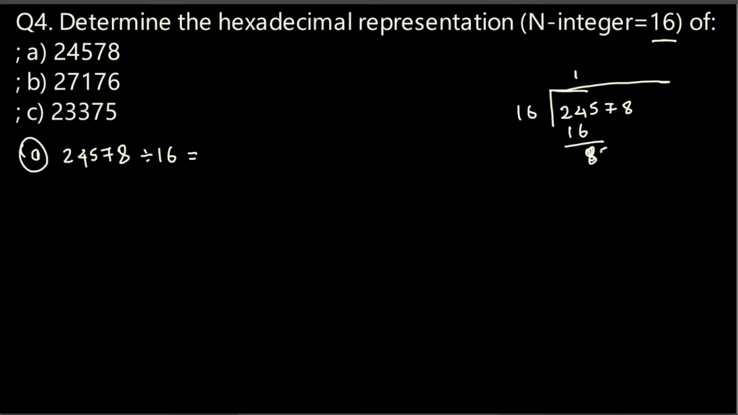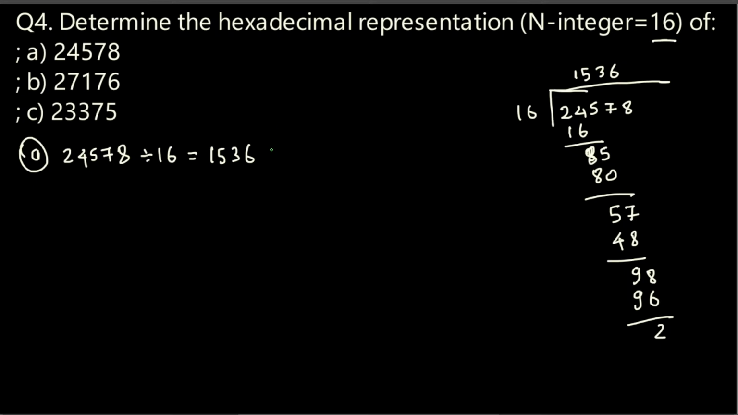If I bring this 5 here, 16 times 5 is 80, so 80 goes right here, and we have 5 left. If I bring this 7 down, 16 times 3 is 48, so 48 is gone from here, and then 9 left. If I bring the 8 down, 16 times 6 is 96, so 96, and then we have 2 left. So the final remainder is 2. The value on top right here is 1536, and the remainder is 2. Okay.